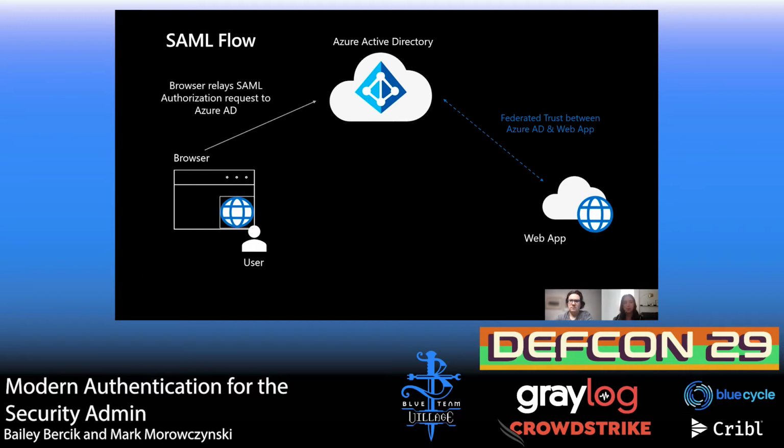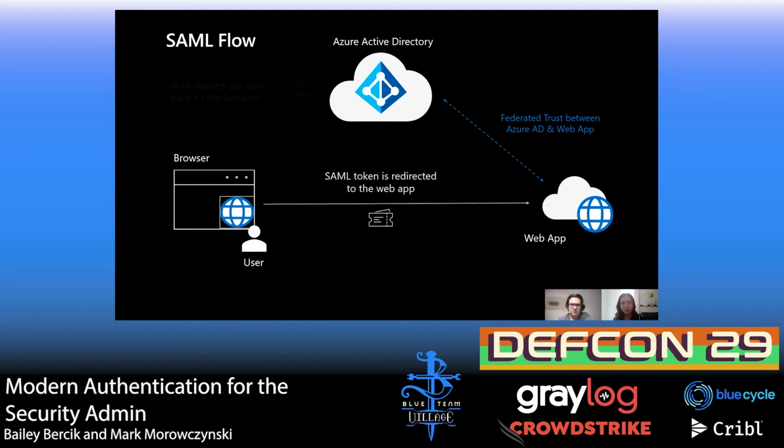Once that happens, the browser relays that information over to Azure AD. Then that user gets authenticated within Azure AD. As I mentioned earlier, an advantage of modern auth is that those user creds are not shared. Just a SAML token is sent back to the browser, so the browser isn't going to get the user's username and password. It's just going to get a yes, this user is good to go. Those tokens are sent back to the browser, and then that SAML token is redirected from the browser to that web app.